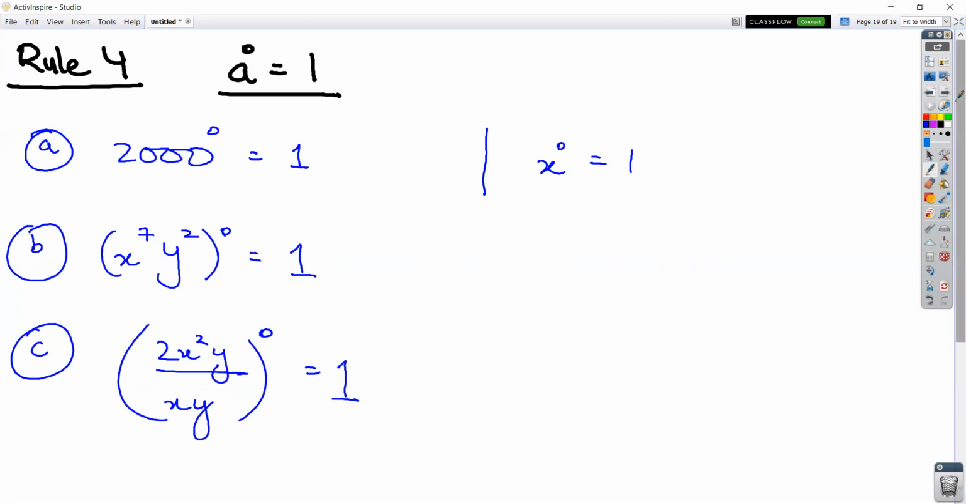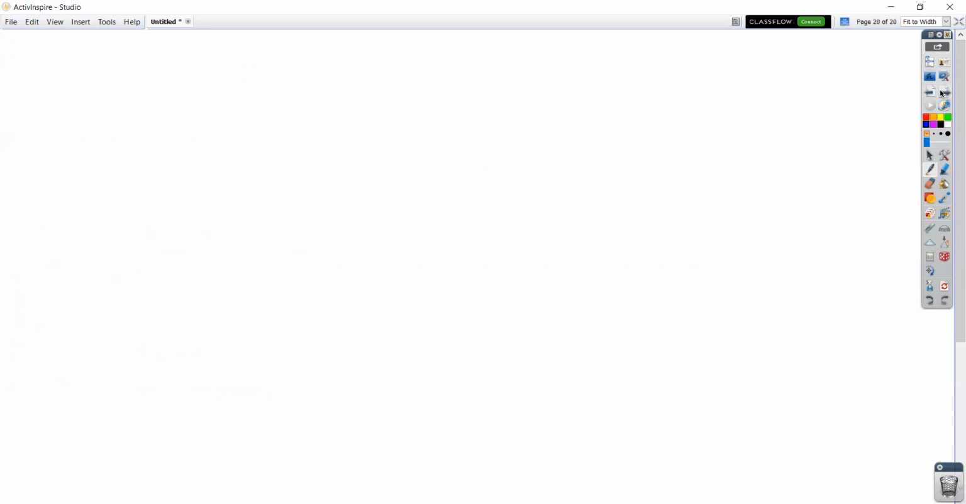Going on to the next rule, where we have powers written in a positive fraction or a negative fraction form, we're going to have a look at rule 5 now. Looking at rule 5, if we have something written as a negative power, we can change it into the positive form by flipping the fraction. Now, I'm going to show you a few examples of it.